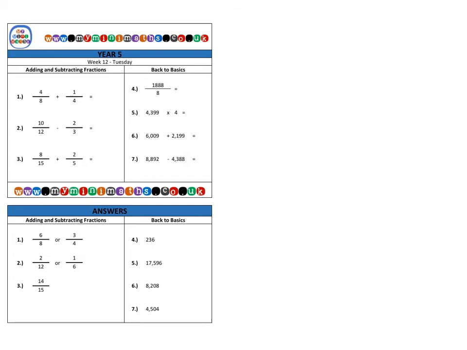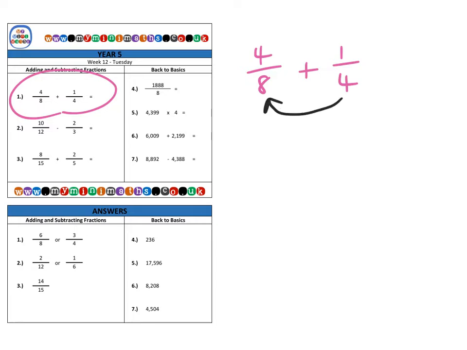And today we're going to be adding and subtracting fractions with a different related denominator. So let's look at question 1 to see what that means. It's 4/8 and I'm going to add a quarter to it. What we mean by related is that one of these denominators at the bottom will fit into the other one. So they are closely linked, they're closely related to each other.